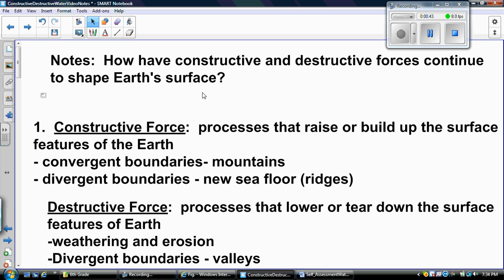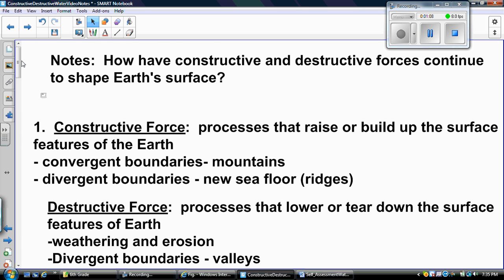Okay, so a constructive force. These are processes that will raise or build up the surface features of Earth. So, constructive forces: convergent boundaries that form mountains, divergent boundaries when we have new seafloor forming for ridges. Those types of boundaries will raise or build up the Earth's surface.